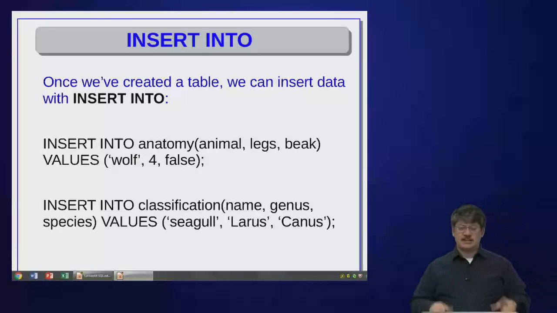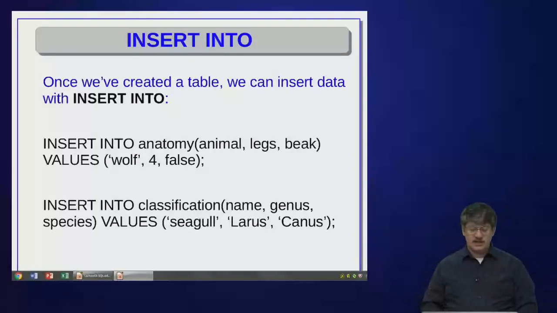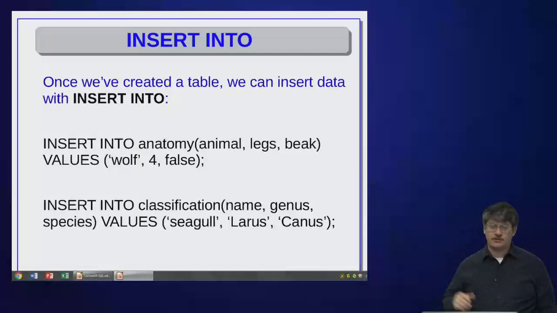Similarly, I could insert into the classification table the values name, genus, and species. And the values would be seagull, larus, and canis. I think if I got these switched around, it wouldn't complain because it wouldn't know the difference. But it wouldn't work correctly either because it would put them in the wrong column. So it's important to preserve the correct order.